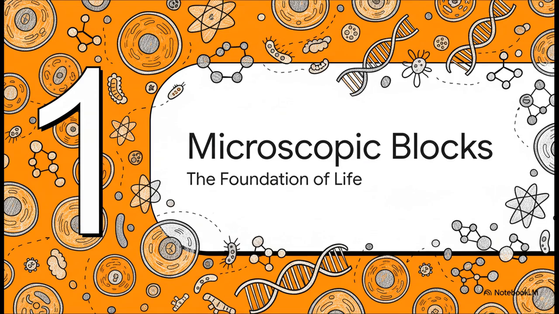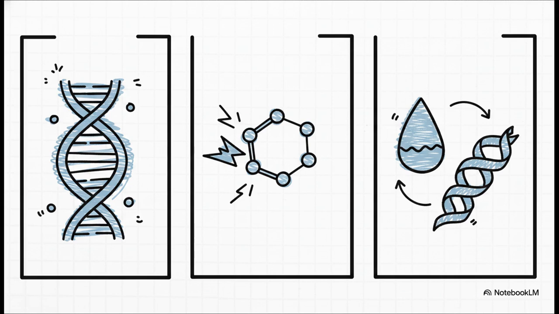Let's start right at the very bottom, the absolute foundation of everything alive. So our first stop is the smallest possible scale, the molecular level. Living organisms are built out of molecules that handle some seriously essential life processes. But what's actually happening down there? Well, there are three main things going on. First up, storing genetic information. That's DNA's job. Second, grabbing energy, which is powered by molecules like glucose. And third, facilitating all those vital chemical reactions, using proteins and water.